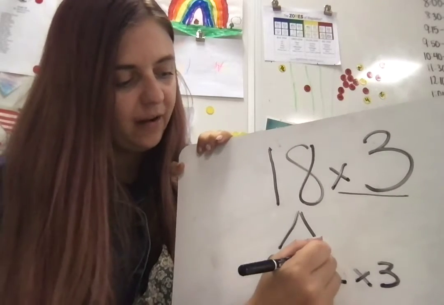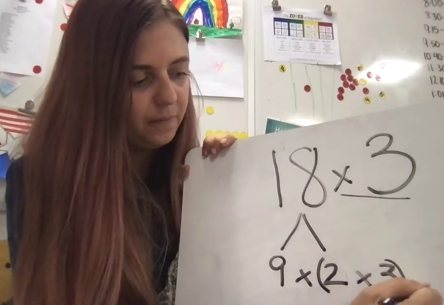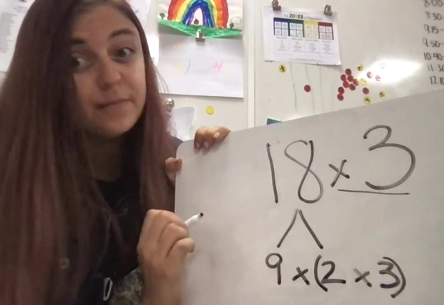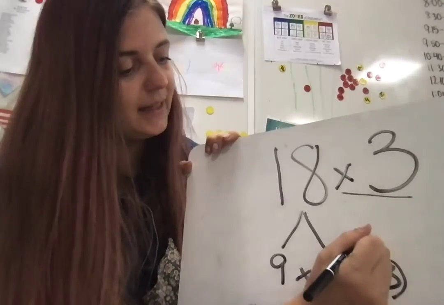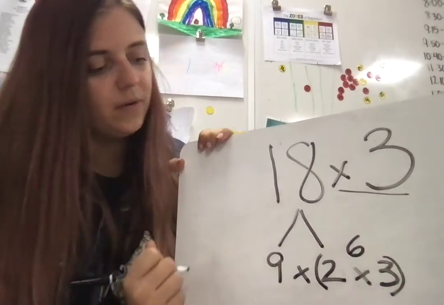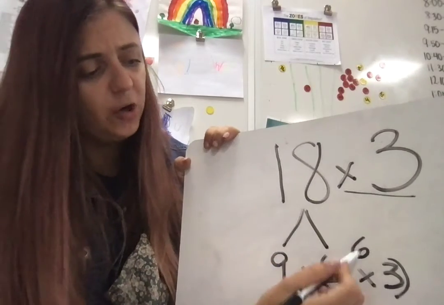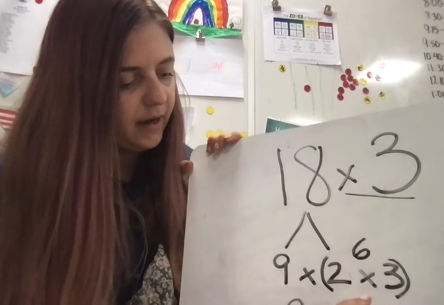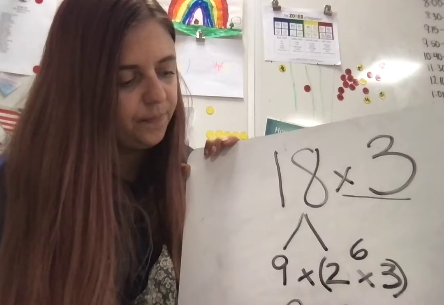So let's try that. Let's multiply 2 times 3. And what do I get? 2 times 3 is 6. So now, my new equation, if I write it again, is going to be 9 times 6.